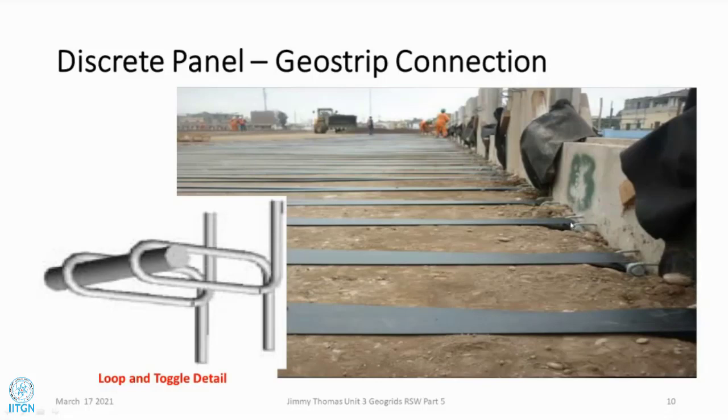This toggle bar will be subjected to bending, tension, and shear. So we have to analyze it and provide adequate diameter. Similarly, the loops will also be subjected to shear here, and these legs will be subject to tension. So we have to analyze for those stresses. Then inside, we have to check for pull out and bearing actually.